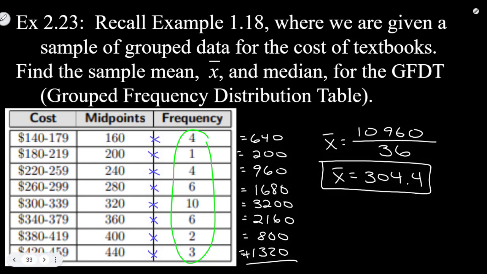So 304.4. So very similar to the last one we did, where we were given a frequency distribution. When we're given the grouped frequency distribution, the process is pretty similar. The only addition is we've got to find these midpoints first unless they are given to us.